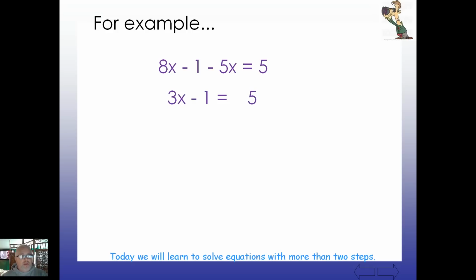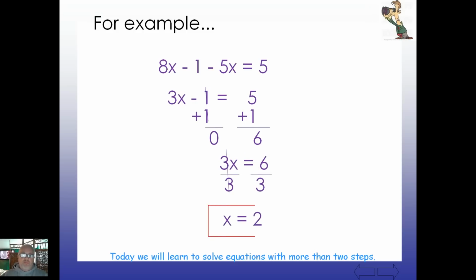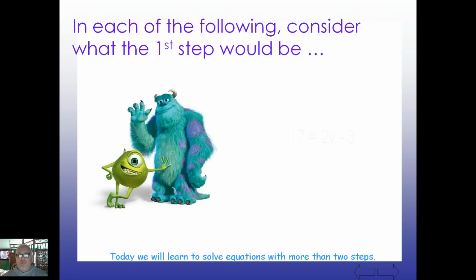Go back to what we know how to do. Get rid of what's furthest away from x. So we add 1 to both sides. And we get 3x equals 6. Divide both sides by 3. And our final answer is x equals 2. Nothing to it. Nothing to it.